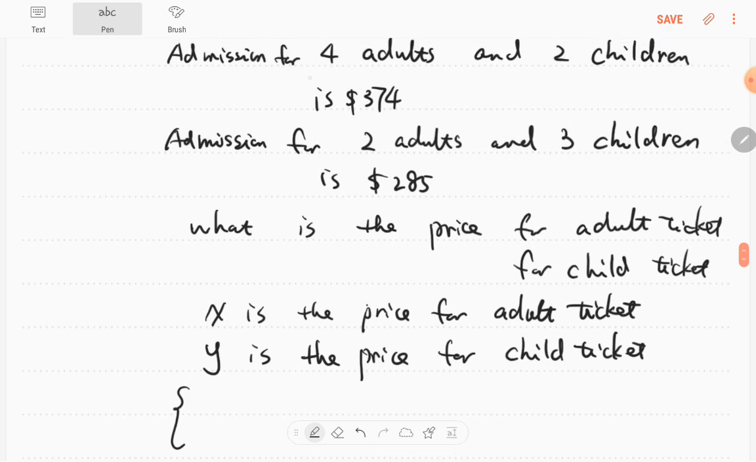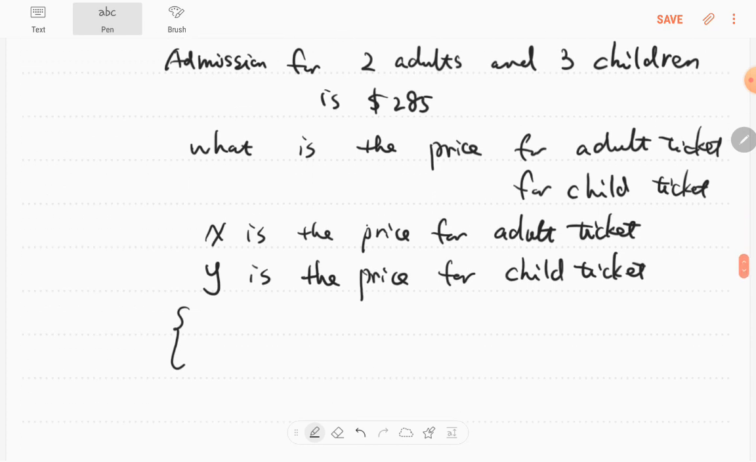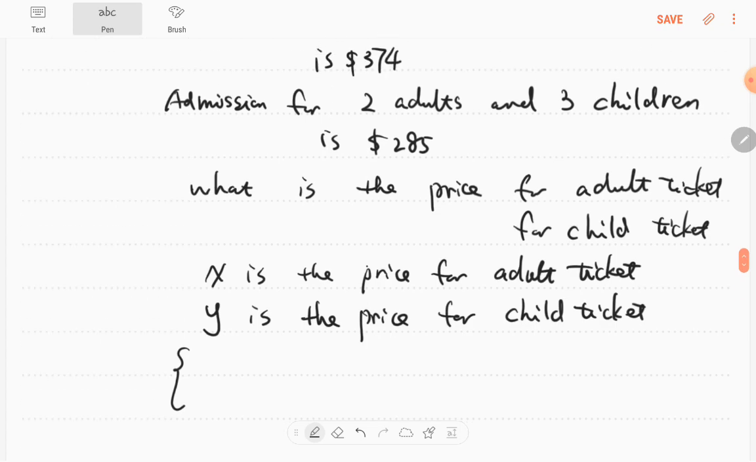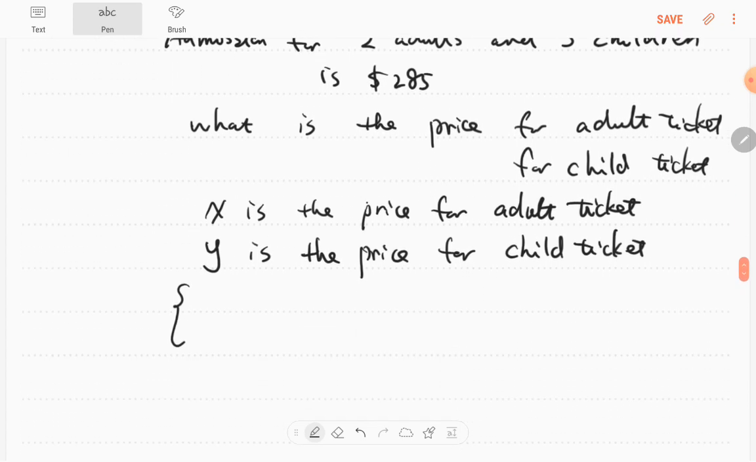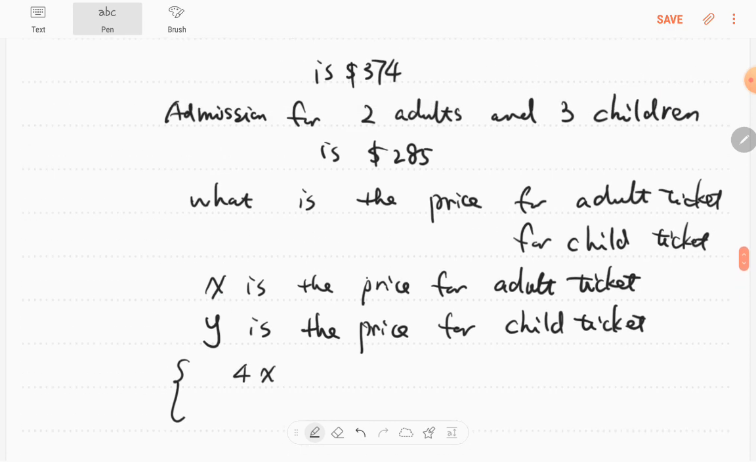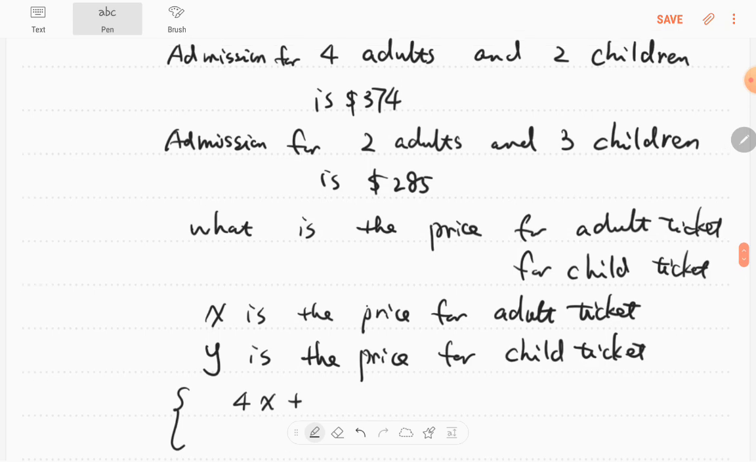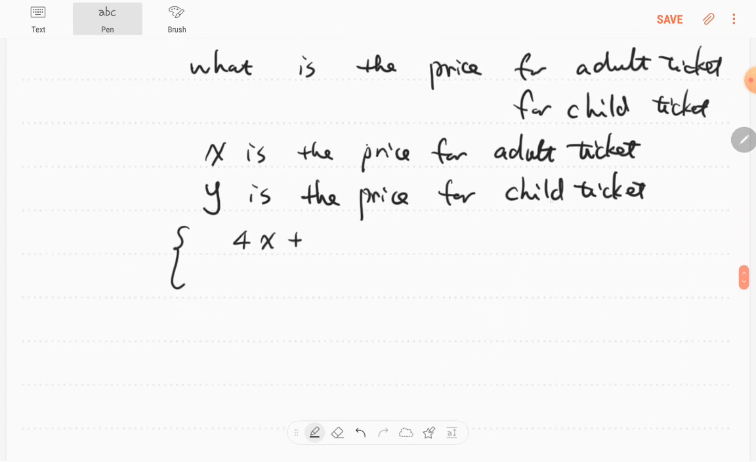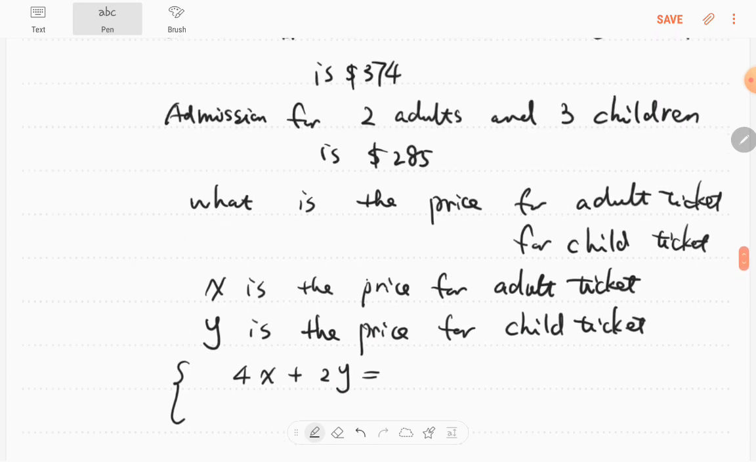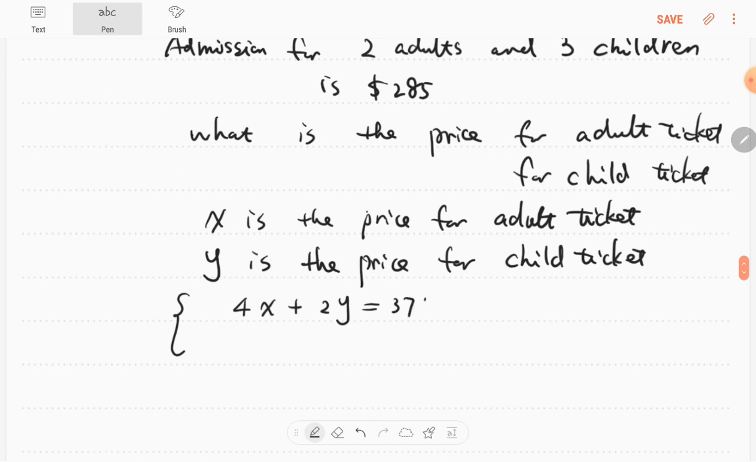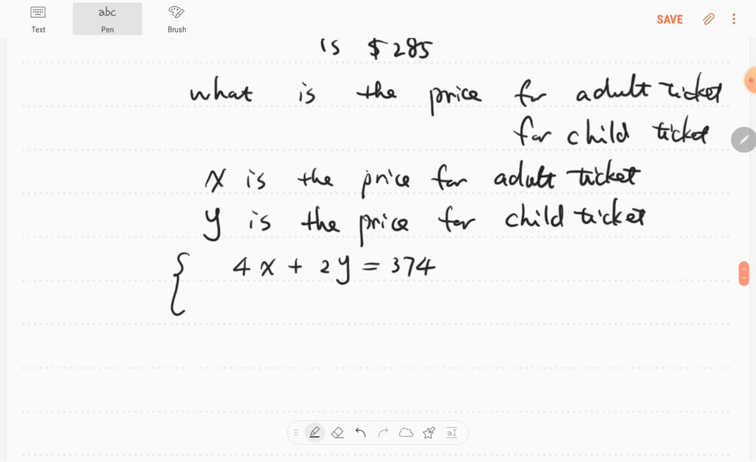So the first condition we have here is 4 adults and 2 children cost $374. So this time we have 4 adult tickets, right? So x is the adult ticket, 4 adult tickets, 4x. And so plus 2 children tickets. Children ticket is y. So 2y, 2 children tickets. Cost $374. So we have our first equation.